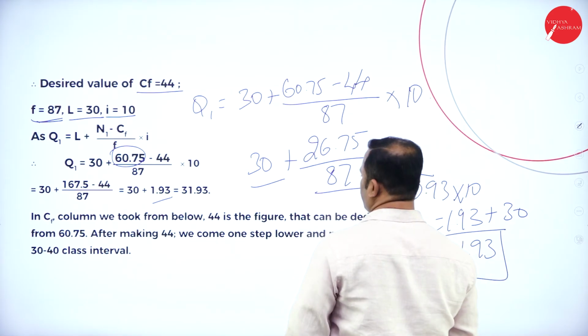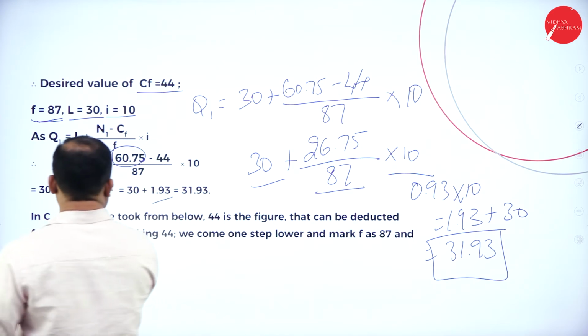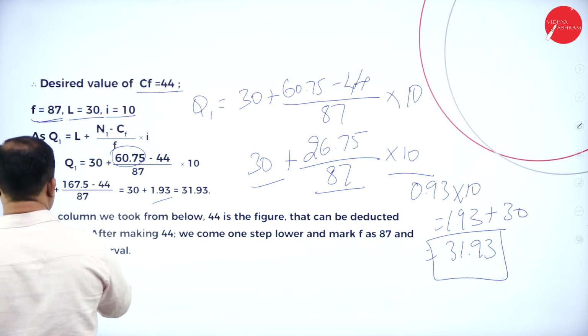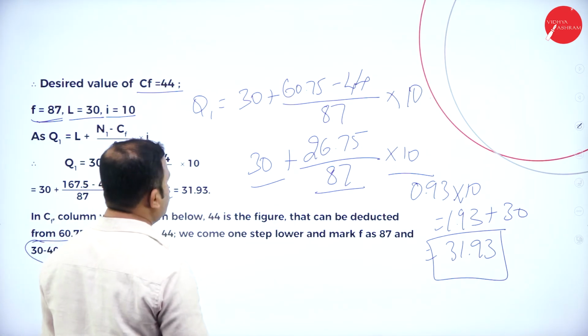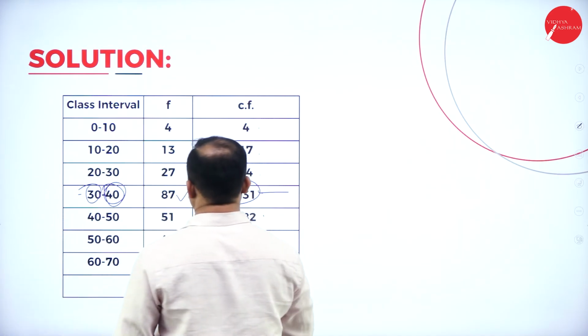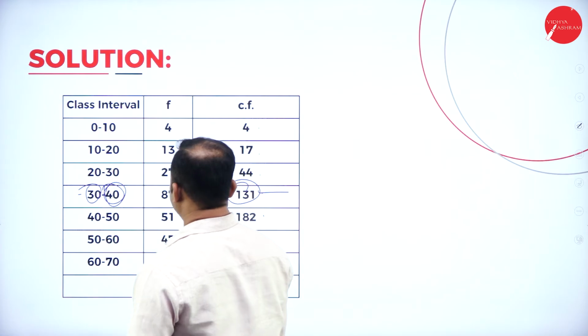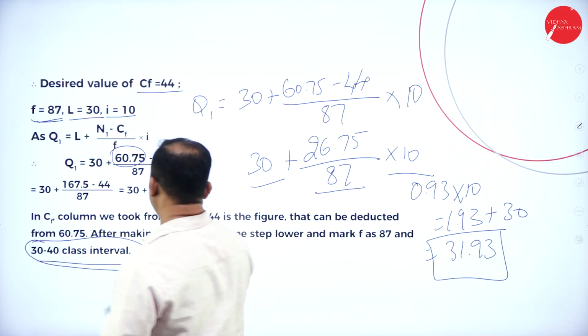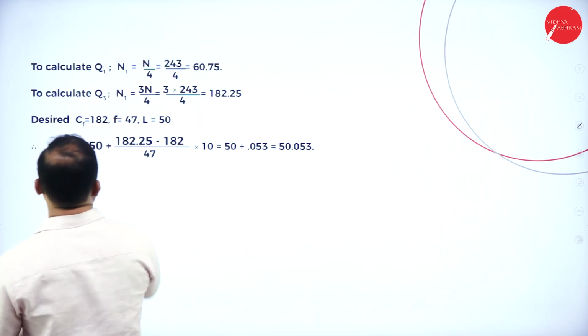Which is the 31.93th term here? CF. We have the values like this. Which class does the 31.93 term come to? 31 means we have the value which is equal to this, between the 30 and 40 class interval. Please see to it for the Q3.